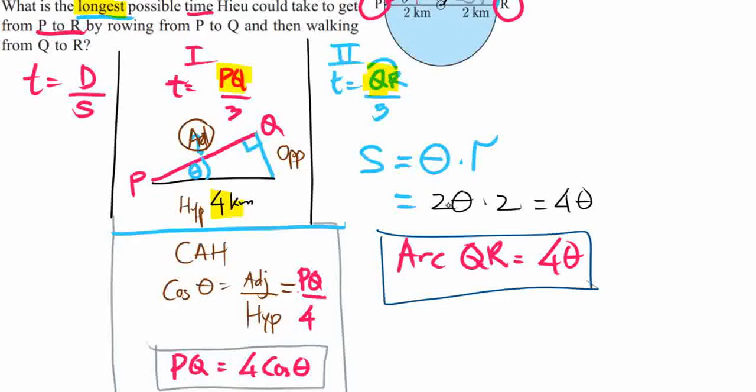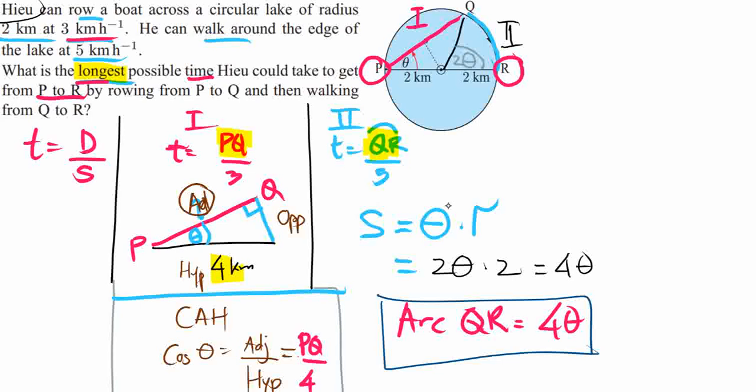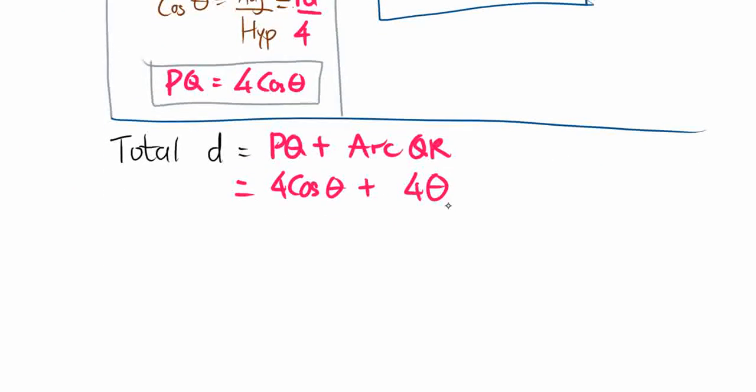Now to get the maximum value, the longest possible, we just differentiate this in terms of theta. So cosine will be minus sine theta, so minus 4 sine theta. This will be the first differentiation of cosine theta, and plus 4.